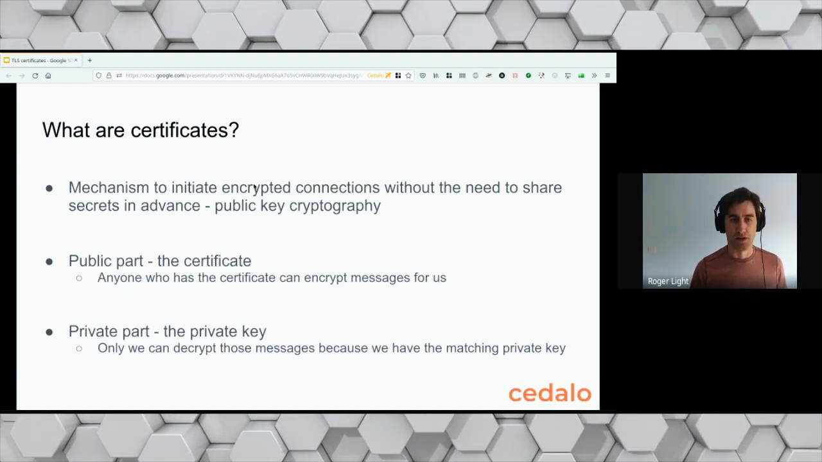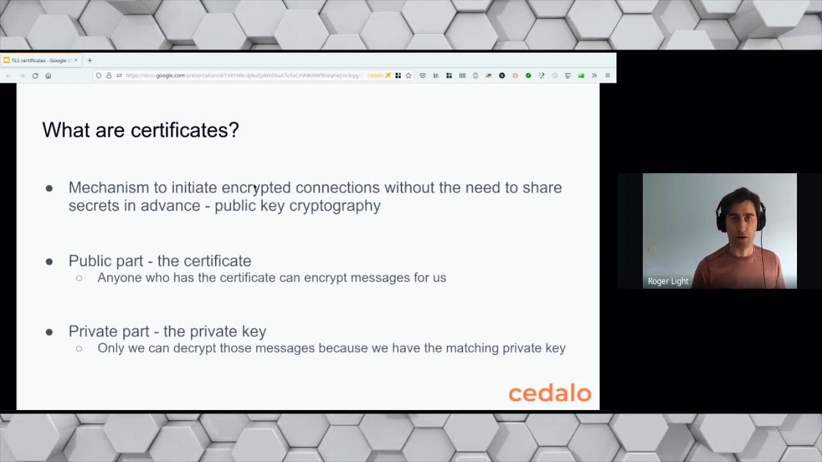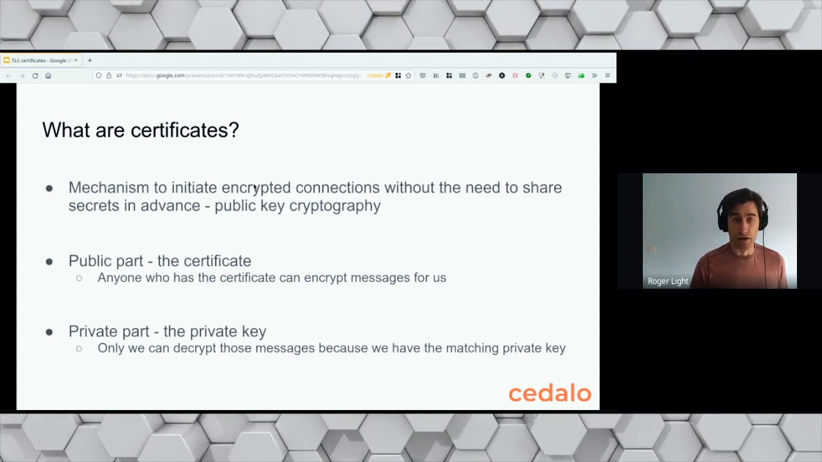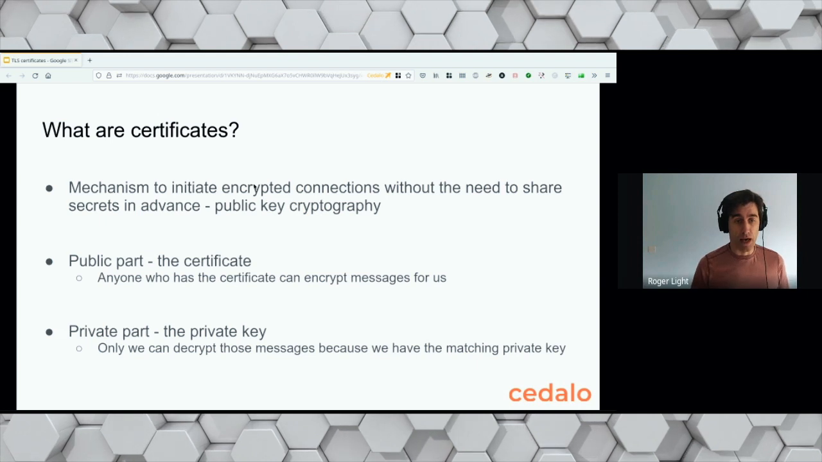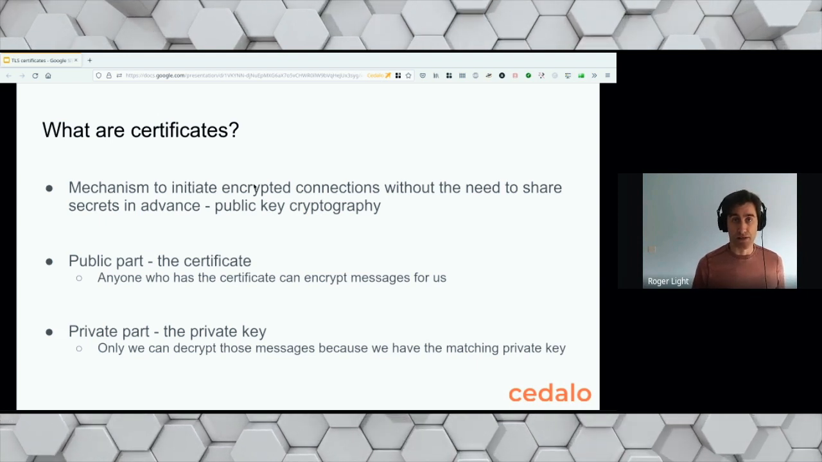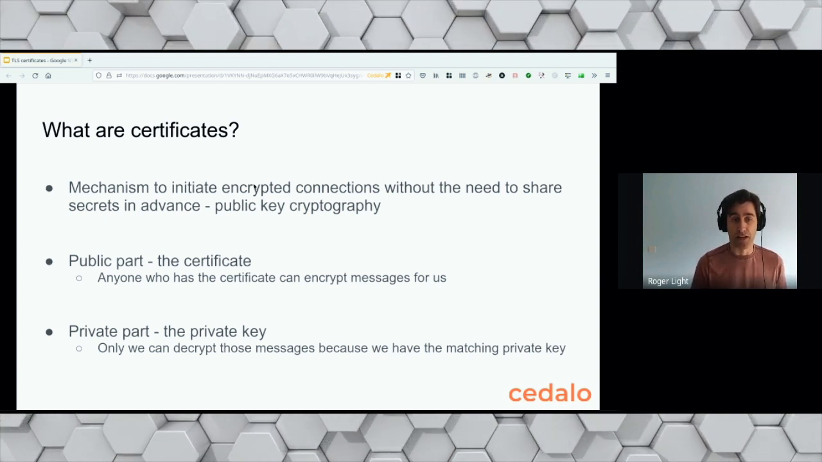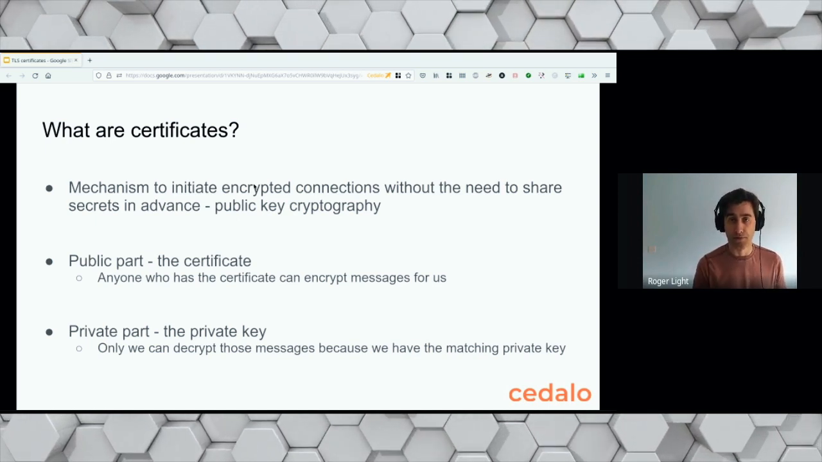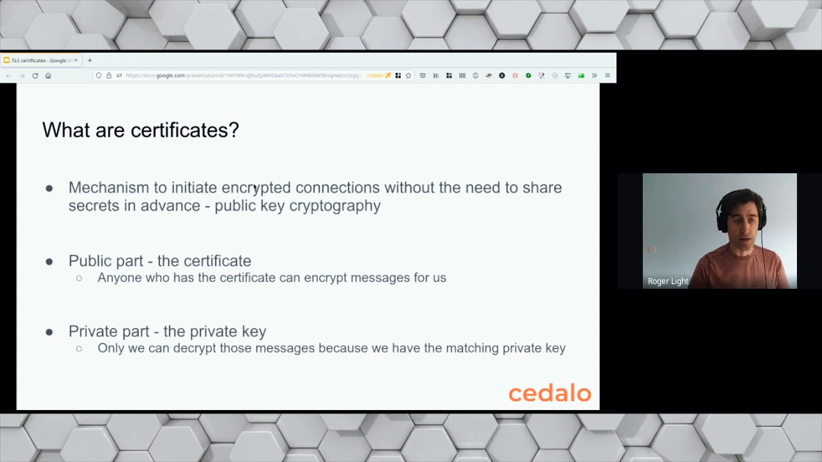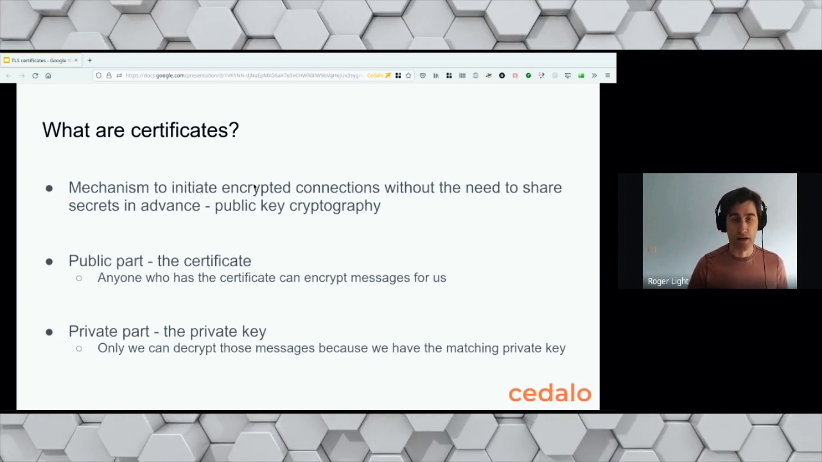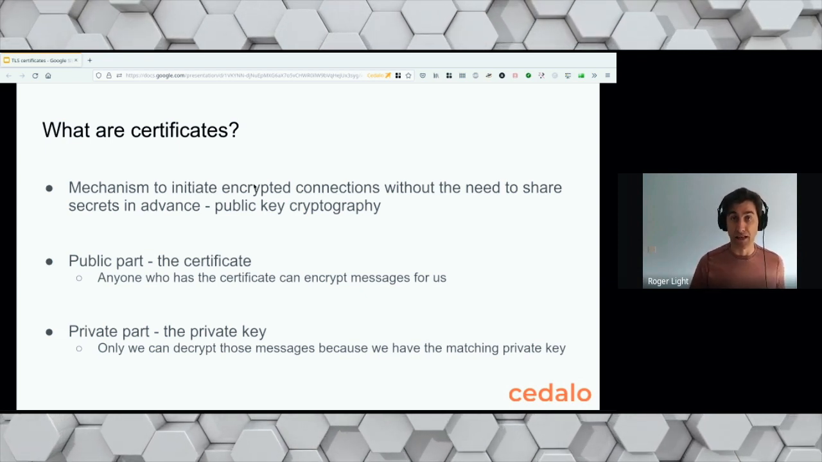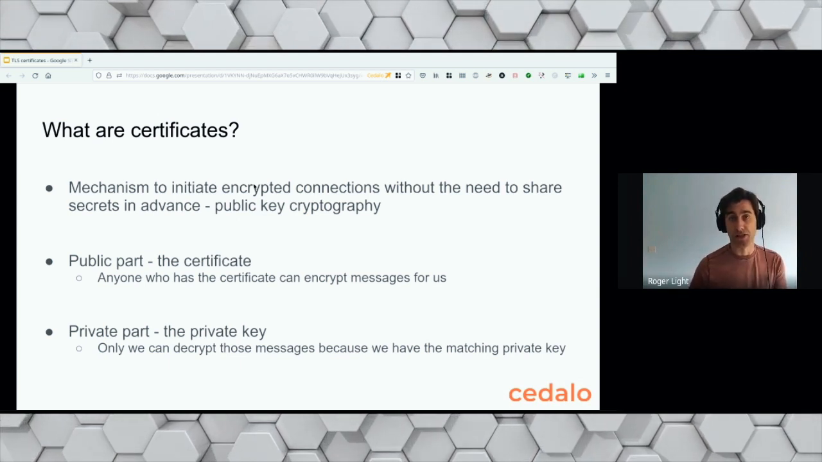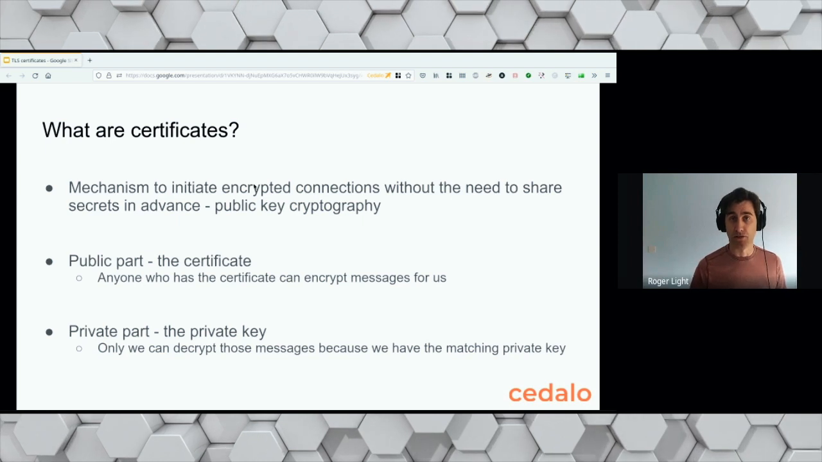And that needs two parts, a public part and a private part. So our public part is our certificate, in our case. And what that means is that anybody can have that certificate, and anyone who has that can encrypt messages to send to us. Then the private part is the private key, and only we have that. We have to keep that safe and secret. And then any messages that are received by us, we can decrypt just with that private key.